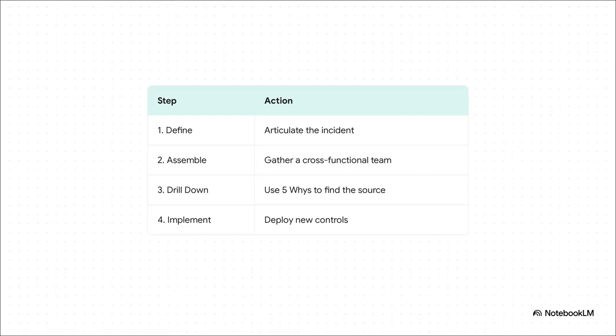So the key is to turn this into a formal process. It really just has 4 steps. First, you define the incident. Be super specific about what happened. Then you assemble a team from different departments because you absolutely need those different viewpoints. Next, you drill down using a method like the 5 whys to find that source. And finally, you implement new controls that actually fix the root cause you just found.